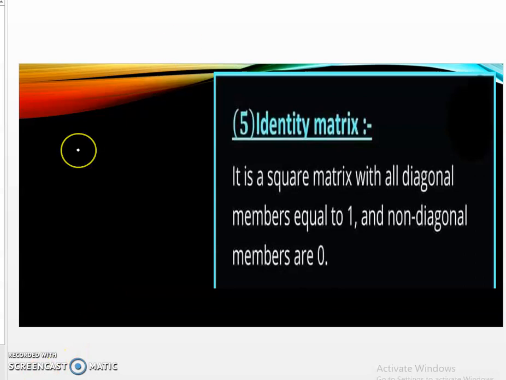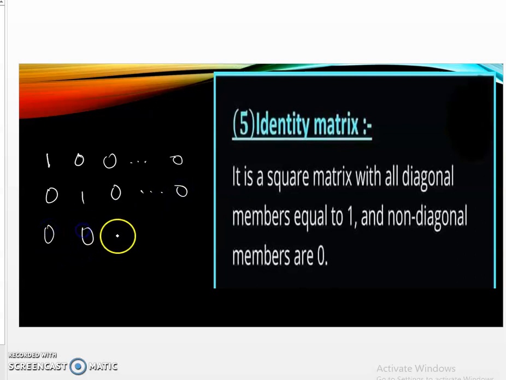So let's have 1, 0, 0, then 0, 1, 0, then 0, 0, 1, and so on. Of course, here we have these ellipses, in case there are other elements, and here will be 0, 0, 0, then 1. So if you observe, all the diagonal elements of this matrix are 1, while all the non-diagonals are zeros.